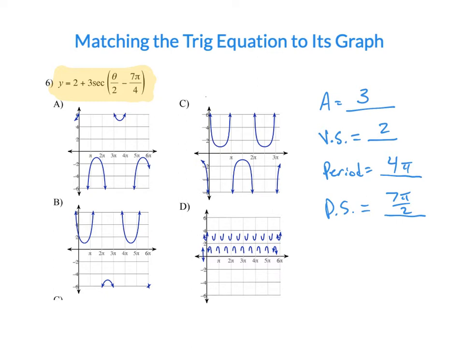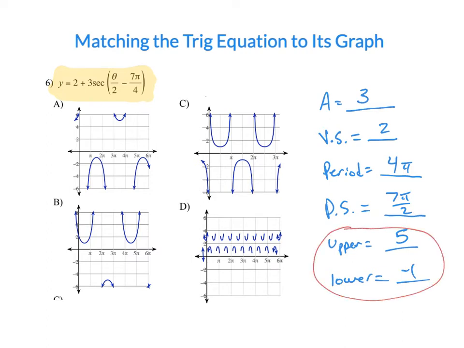Okay, and then don't forget we have these upper boundary lines that we like to draw. In this case, our upper boundary line is going to be the vertical shift 2 plus the A, which is 3, so that's 5. And the lower boundary line is going to be 2 minus 3, which is negative 1. So we're looking first to use this piece of information to help us locate these graphs. For example, I am tossing out letter D because both the boundary lines are right in here above the x-axis, so there's no negative 1, so I'm getting rid of this one.